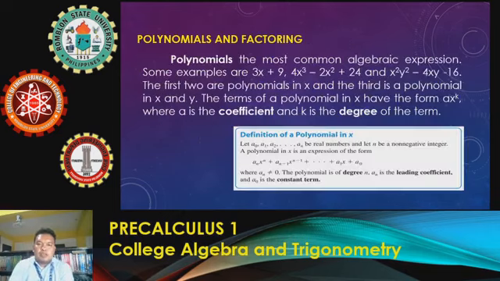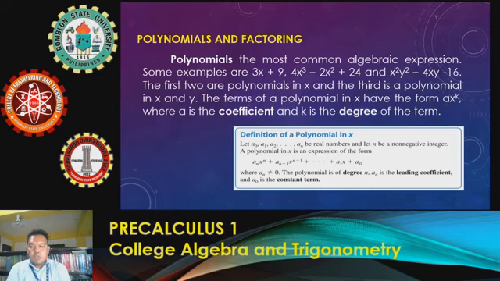Okay, another topic, polynomials and factoring. So, polynomials, the most common algebraic expression. Some examples are 3x plus 9, 4x cubed minus 2x squared plus 24, so on and so forth. The first two are polynomials in x and the third is polynomial in x and y. So the terms of polynomials in x have the format a x raised to k, where a is the coefficient and k is the degree of term.